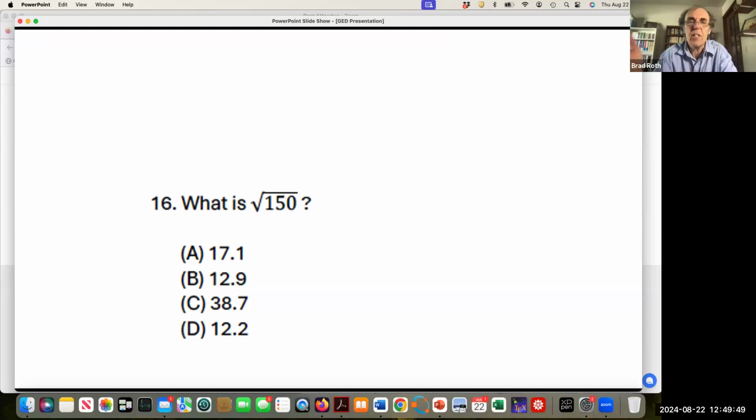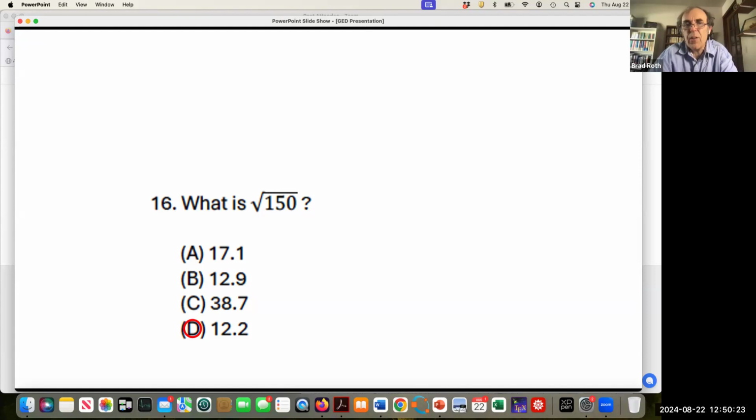However, again, you can do this by estimation. It's really useful if the student knows their perfect squares. 2 squared is 4, 4 squared is 16, 12 squared is 144, that's a little less than 150, 13 squared is 169, a little bit more than 150. It's got to be between 12 and 13. That rules out A and C. 144 is a little closer to 150 than 169 is, so it turns out to be D. And if you just use your calculator, you get 12.2.